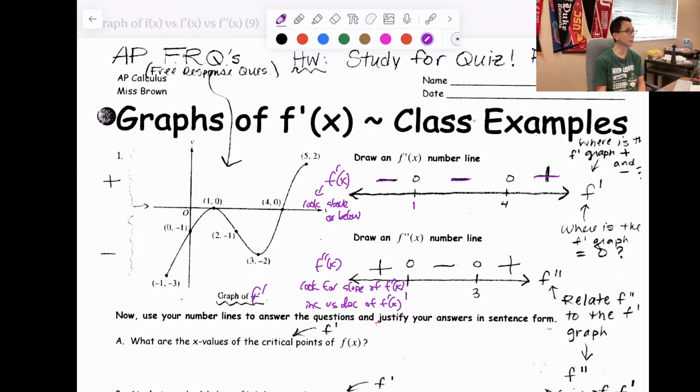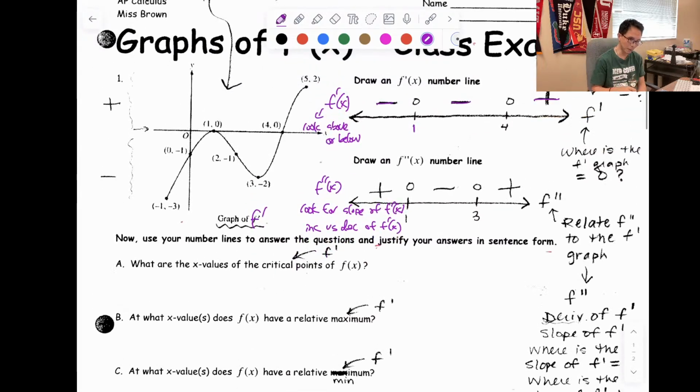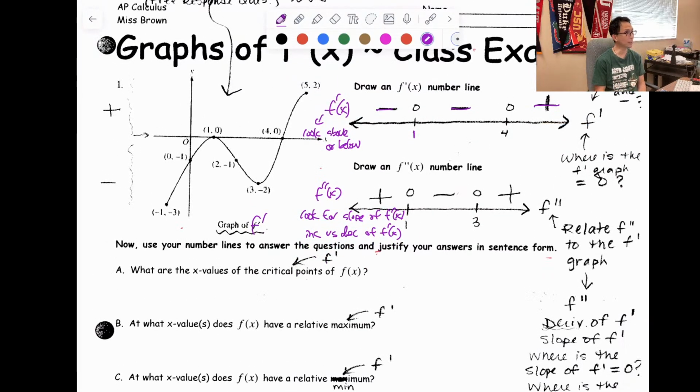You have to answer the questions in sentence form, and we're going to say justification. So critical point. Critical point means what? f prime of x equal to 0. So in this case is what? 1 and 4? Good. And you're going to say this is f prime of x equal to 0. That's the sentence right there. This is a math sentence right there.